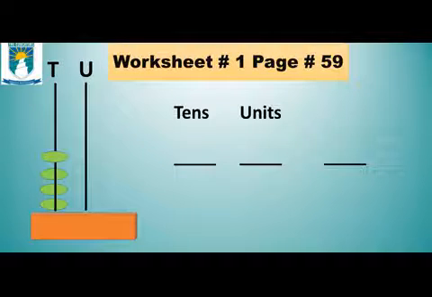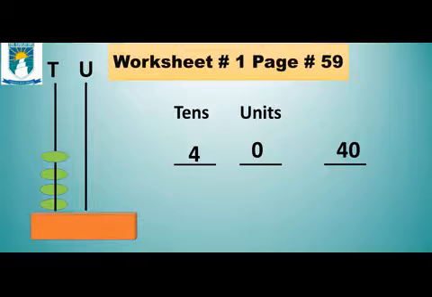Dear students, now in tens position we have 4 beads. Count them. 1, 2, 3, 4. So we will write 4 in tens place. Now look at units position. How many beads do we have in units position? So my dear students, you can see we don't have any beads in units position. So we will write 0 in units place. It means 4 tens and 0 units make 40. Very good.